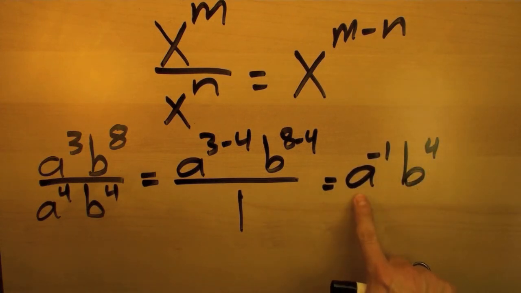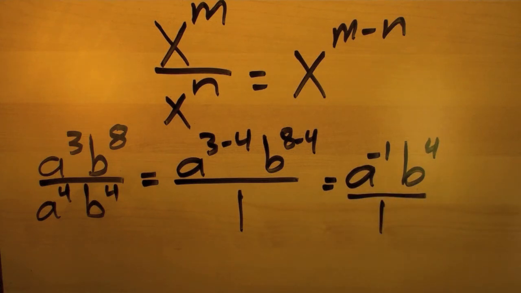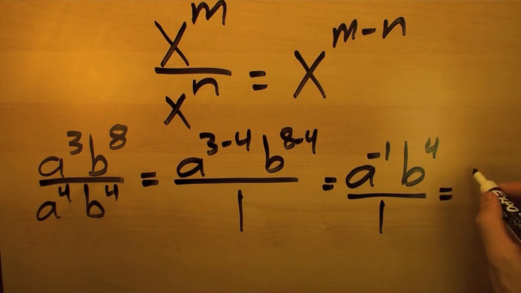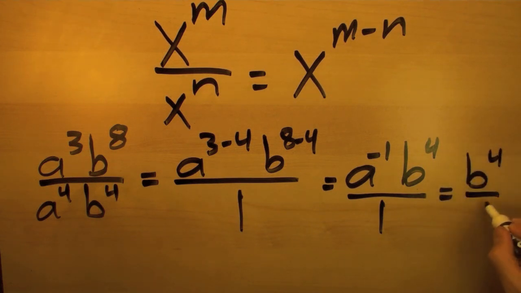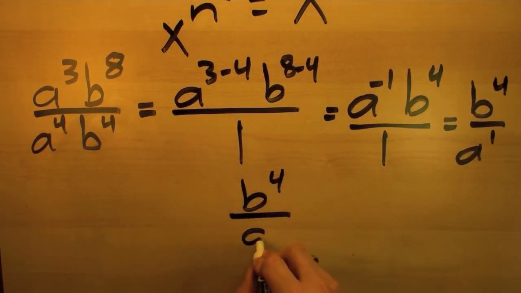We want to move this down to the bottom of the fraction. We can imagine that that's part of a fraction. Move the a to the negative 1 down to the bottom and change the sign. And for our final simplification, we don't usually write things with an exponent of 1. We just write it as that variable. So this would become b to the 4th over a.